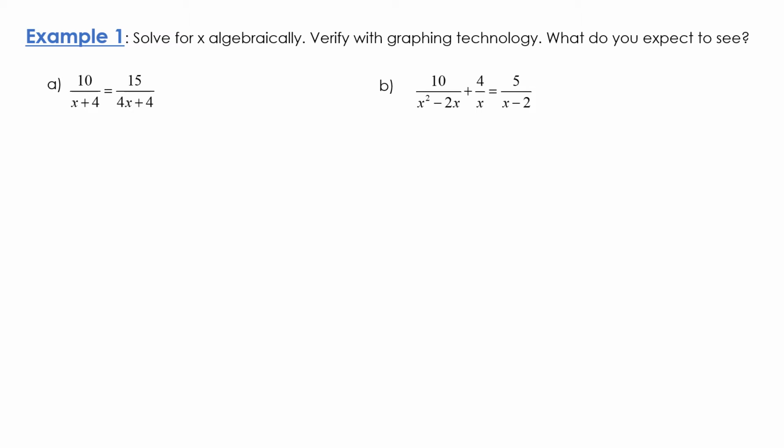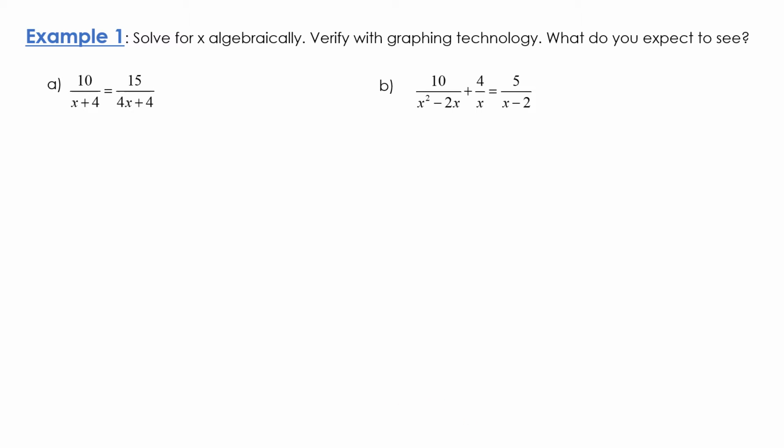Example 1, solve for x algebraically. So this first slide isn't word problems. Our next one will be. Verify with graphing technology, what do you expect to see? So what we expect to see, for this example here, is a point of intersection. Anytime you're solving, you're looking for where one side balances with the other side.